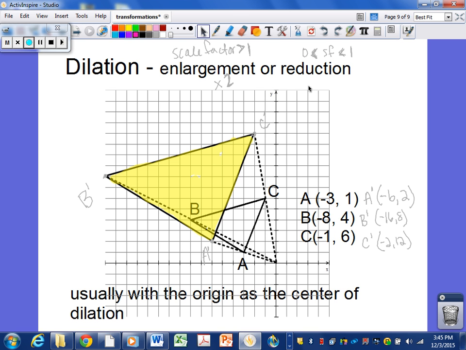But there you go. There are some geometric transformations. Rotations, reflections, and translations are all isometries, or congruent transformations. And then we have a dilation, which is an enlargement or a reduction.